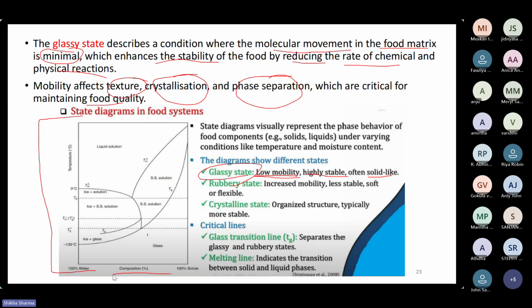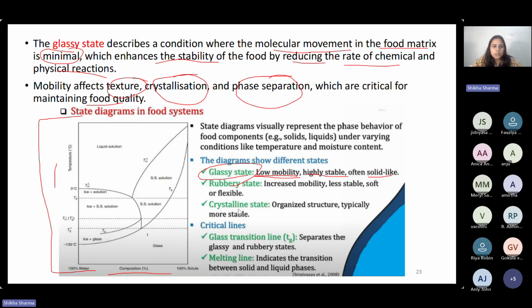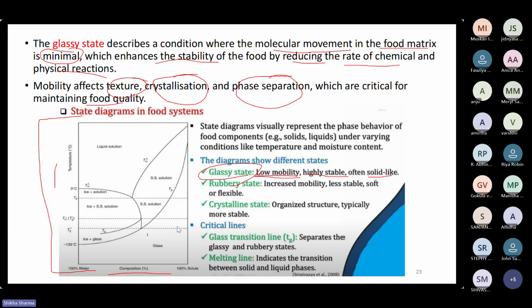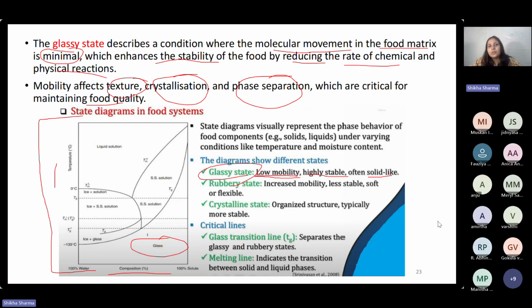Here on the x-axis there is the water content, and on the y-axis is the temperature. So if we see here, under different temperature and moisture conditions, there is this glassy state. In this glassy state, there is low mobility of the moisture, and because of that, there is a higher stability of the food product.